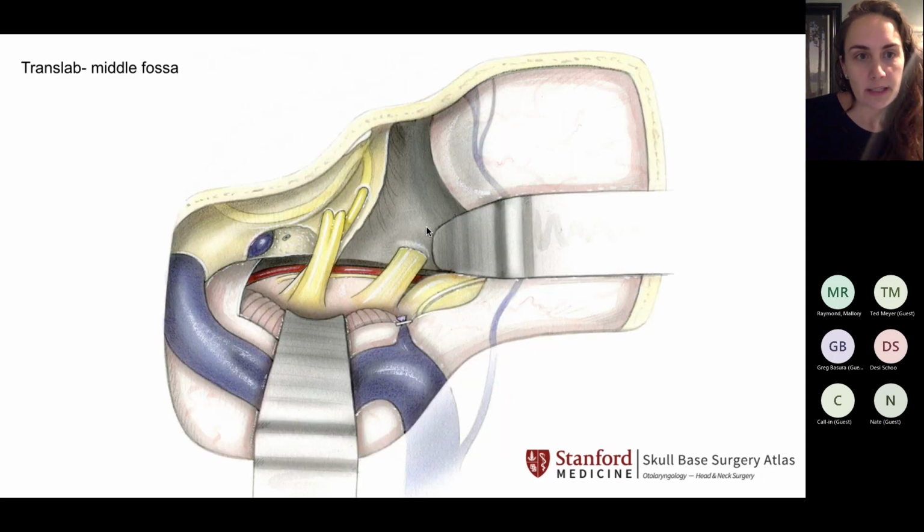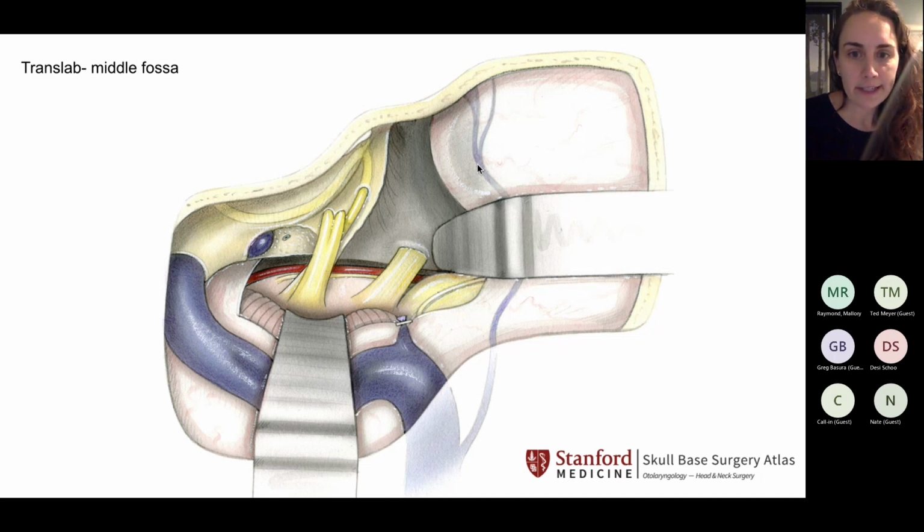So this is what the translab and middle fossa approach looks like. So they have opened sort of a middle fossa craniotomy here. This allows visualization beyond trigeminal, beyond the 7-8 complex, into some of these deeper spaces to get to the tumor farther down. They have retracted up the vein of Labbé, which is the primary draining structure for the temporal lobe.